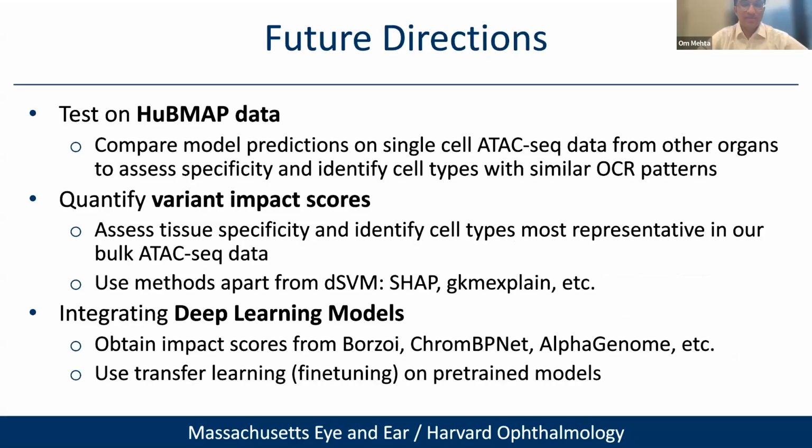Moving forward, we plan to test our models on HuBMAP single-cell data to identify cell type-specific signals, also quantify variant impact scores, compare delta SVM with other model interpretability tools, and integrate deep learning models such as ChromBPNet and AlphaGenome to enhance performance.